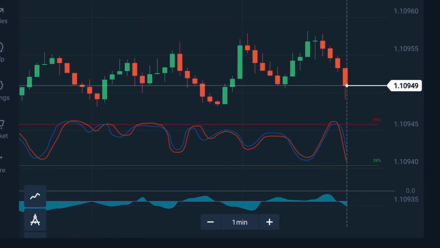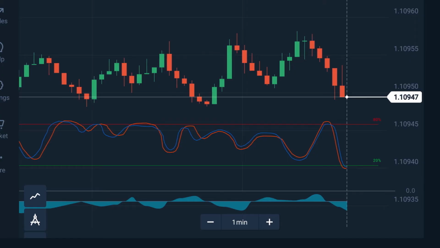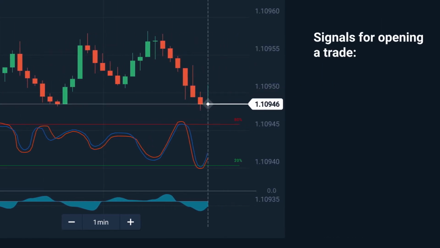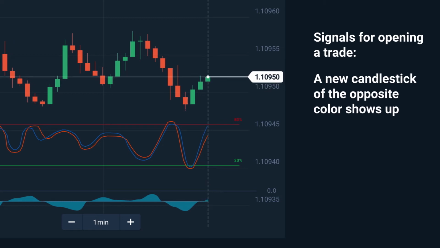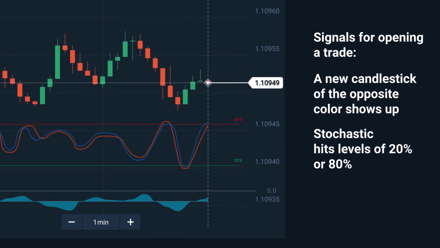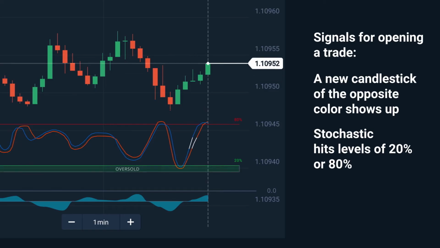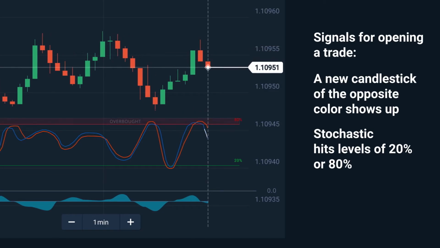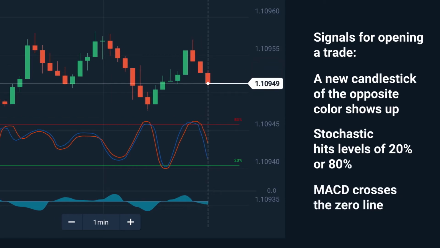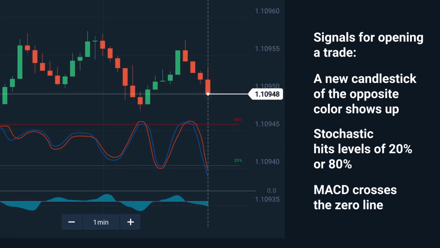reversals. To make a trade, we need to identify 3 signals. First, the current trend is ending and a candlestick of the opposite color appears. Second, either the stochastic indicator leaves the oversold zone and hits the 20% level, or it leaves the overbought zone and hits the 80% level. Third, the MACD indicator crosses the zero line.